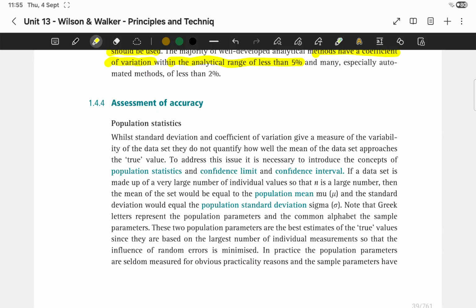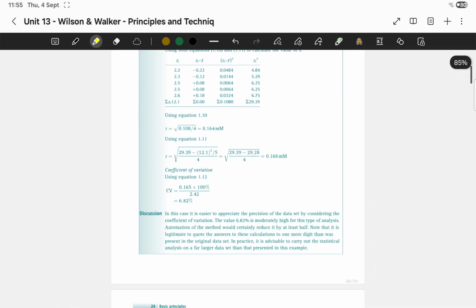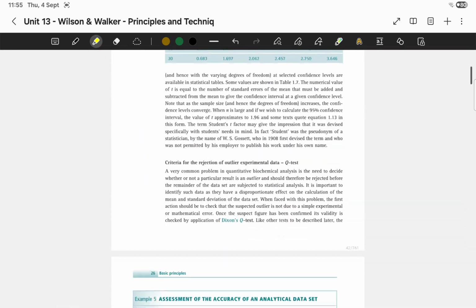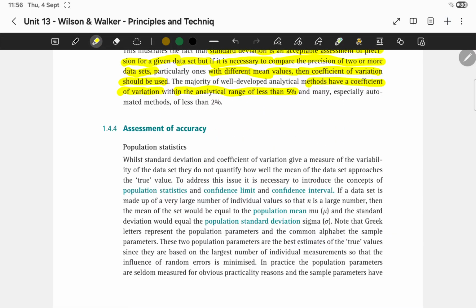1.4.4 Assessment of accuracy. Population statistics. While standard deviation and coefficient of variance give a measure of variability of the data set, they do not quantify how well the mean of the data set approaches the true value. To address this issue, it is necessary to introduce the concepts of population statistics, confidence limit and confidence interval.